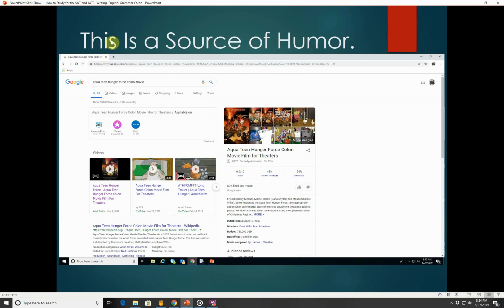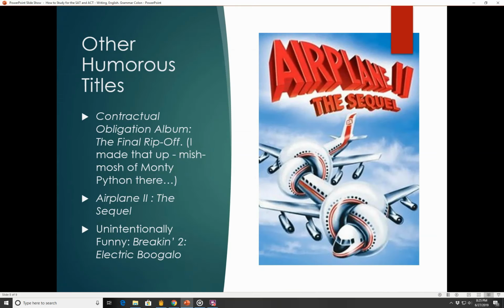And the colons in titles can be a source of humor, where the explanations are something funny. For example, we have the Aqua Teen Hunger Force Colon Movie Film for Theaters. So, joke there is somebody had it dictated to them and they thought you were supposed to write out the word colon instead of putting a colon there. Then movie film for theaters sounds like it was maybe translated into a foreign language and then translated back into English or something. All right.